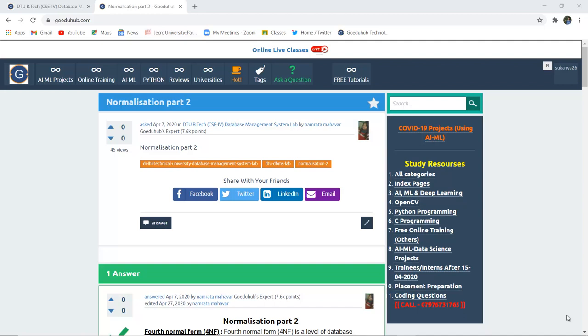The remaining two types of normalization, that is the fourth normal form (4NF) and the fifth normal form (5NF). What are the basic things to be noted in these two normal forms, and how can it be determined whether a relation is in 4NF or 5NF form?